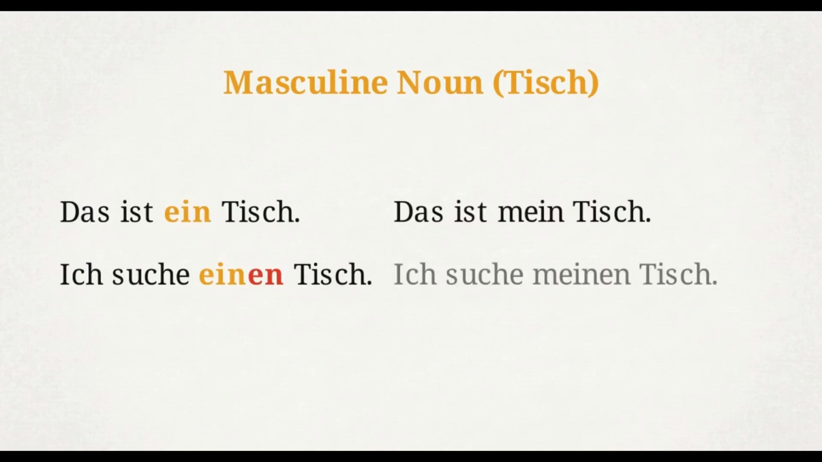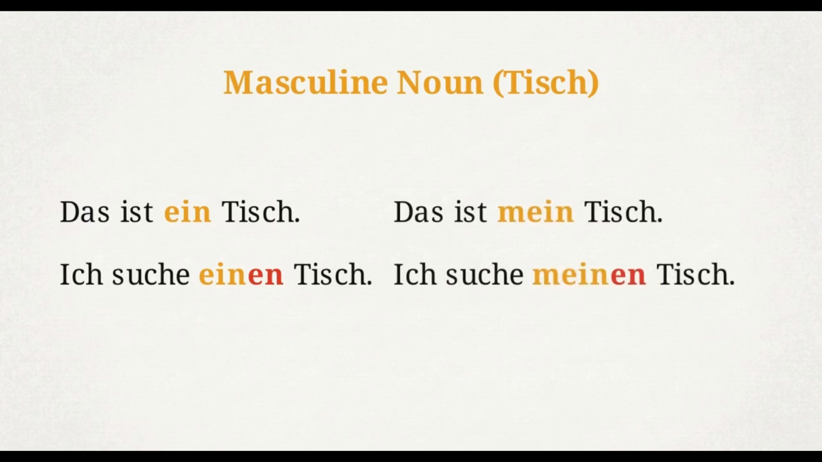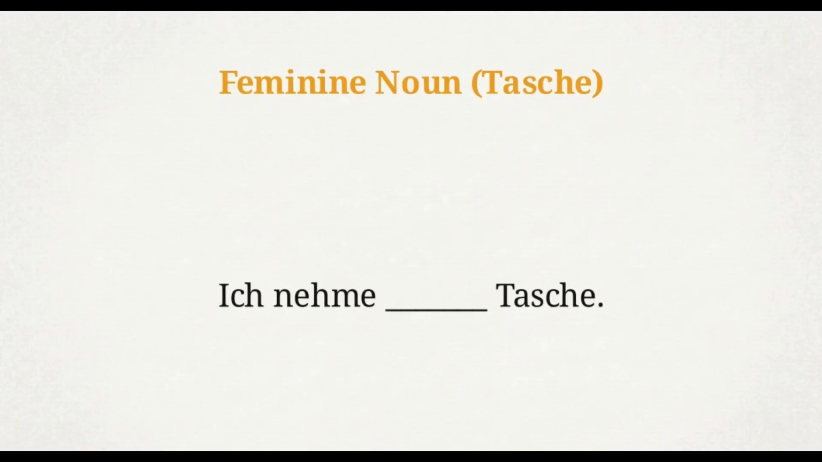Our pattern rule applies here too. Because ein became einen, mein must become meinen. Let's look at a feminine noun in an action sentence. How would you fill in this blank?